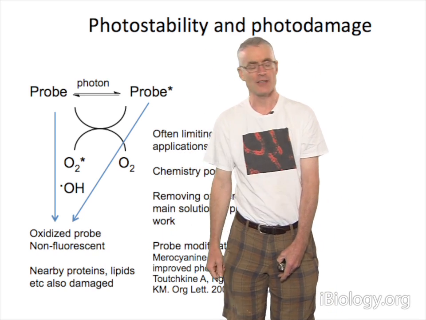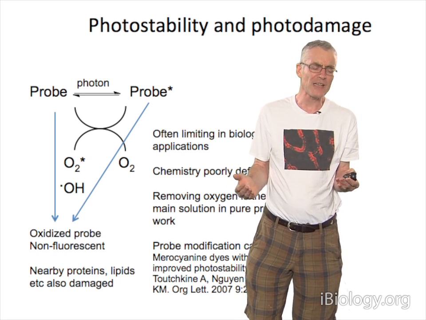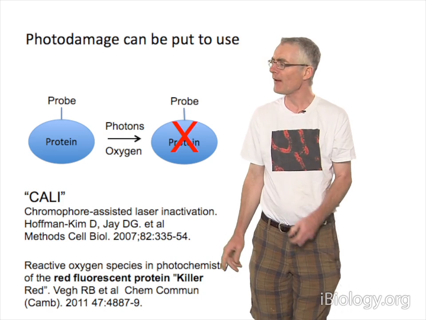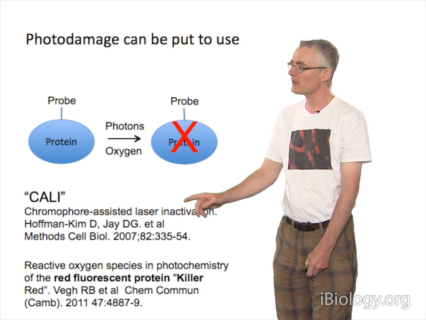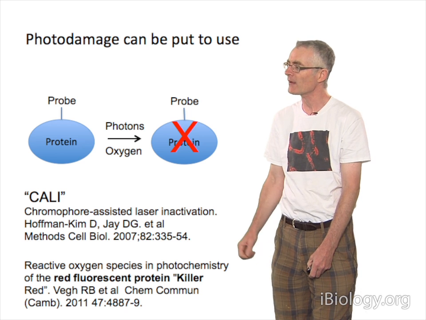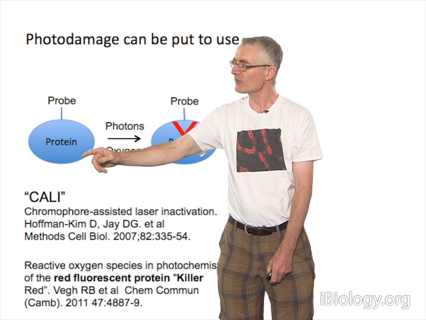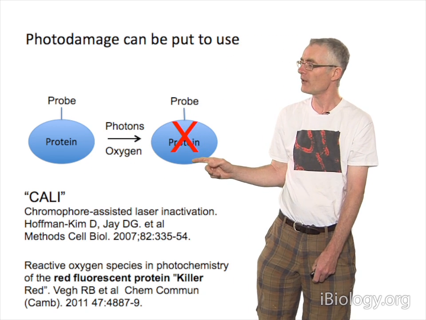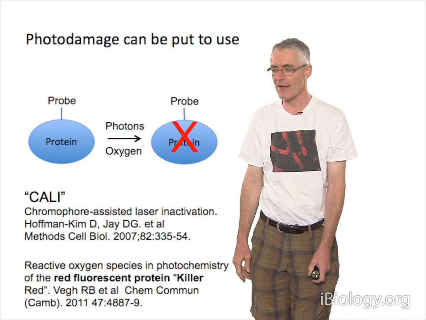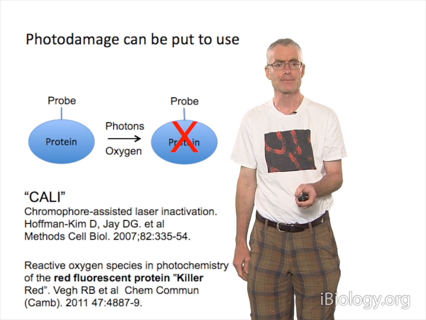Importantly, they can also destroy nearby proteins and lipids. So photobleaching and photodamage tend to go together. Usually we think of them as a bad thing. They get in the way of our doing an experiment or cause artifacts. But there are some experiments where people have put them to use, notably in this so-called CALI technique, chromophore assisted laser inactivation, invented by Dan Jay a few years back, where the basic idea is if you have a protein with a probe on it, if you excite that in the presence of oxygen, you actually destroy the protein, or in some cases you can destroy a whole cell, and it can be used to locally ablate. So this is putting the damage to good work. And there's a version of red fluorescent protein, so-called killer red, which will do the same thing.